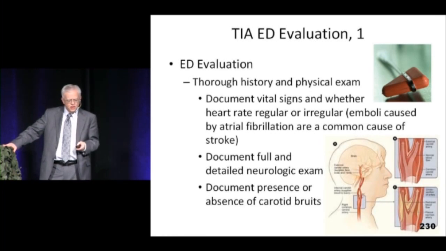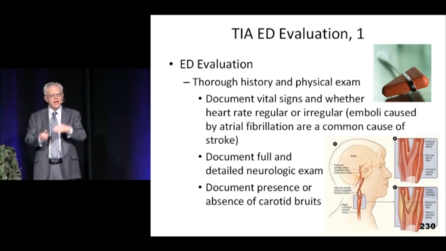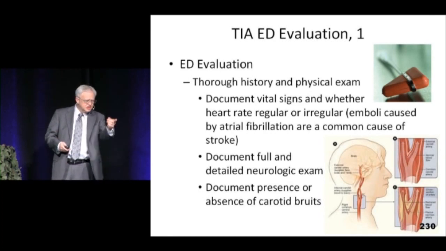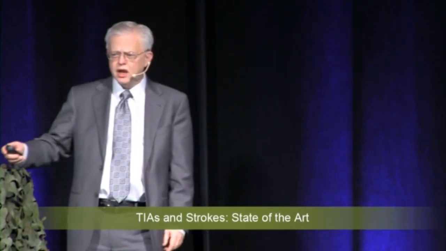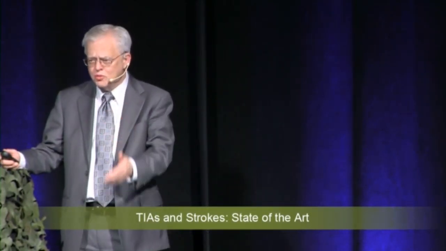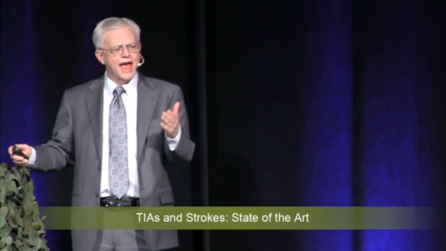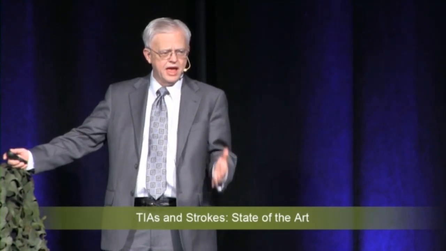All right, what's the TIA evaluation? Thorough history, physical, document the vital signs, whether the heart is regular or irregular. Stop. If you've got a patient in atrial fib not being treated, what are the chances they're throwing emboli from that heart? They're reasonably good. There's a reason we put you on Coumadin if we can't straighten out the rhythm, and that's to stop you from throwing emboli to your brain.